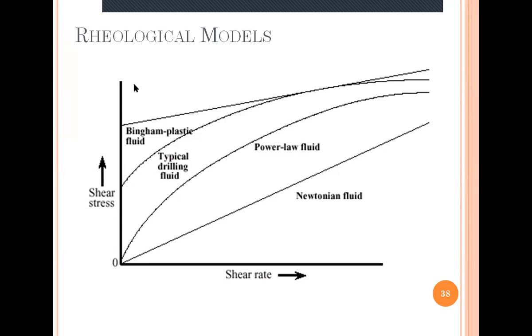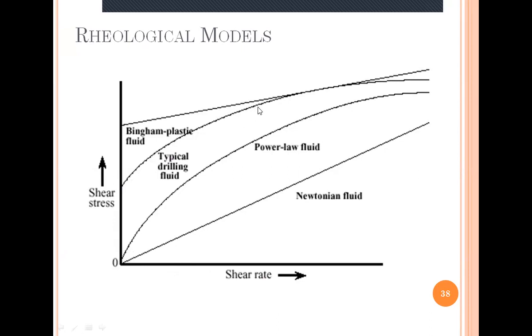So you have this stress, shear stress. You are applying shear stress, shear stress, shear stress. Nothing is going down. There is no movement. There is no shear rate. At a certain point, when your shear stress overcomes the resistance inside the fluid, you will have a shear rate.